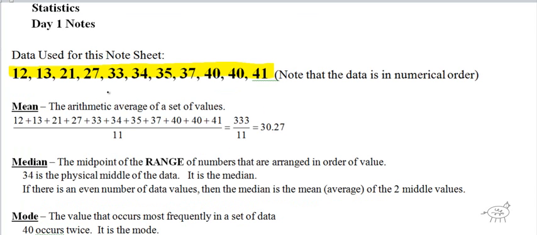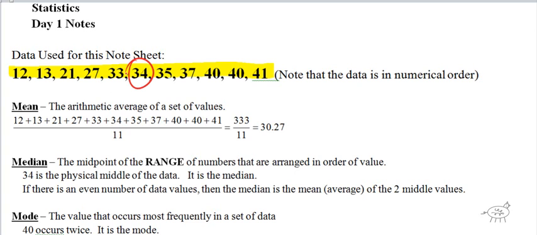The median is the midpoint of the range of numbers that are arranged in the order of value. So in other words, you order all the numbers, and then you find the physical middle of the data. In this case, the number 34 is the physical middle because there are 5 numbers on either side. Okay, so 34 is the median.